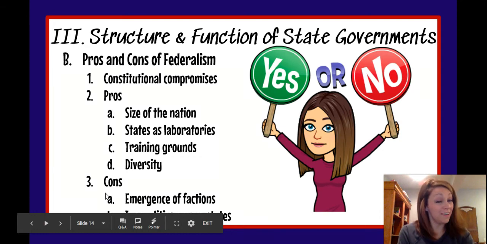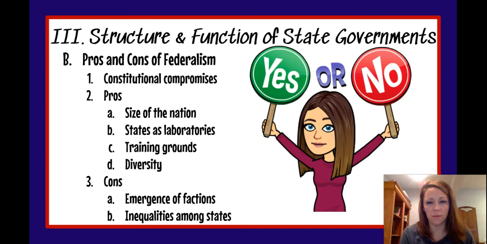Some cons, though. There are some downsides to good old federalism. James Madison warned about the emergence of factions. If you can think all the way back to the Constitution unit many moons ago, the factions that James Madison was worried about were basically little groups of people who maybe didn't have the best ideas, didn't have the best intentions for everyone else. Maybe they're just focusing on what they want. And if we just break up into a whole bunch of different factions, how are we ever going to be united as a country to get stuff done? So we see the emergence of factions.